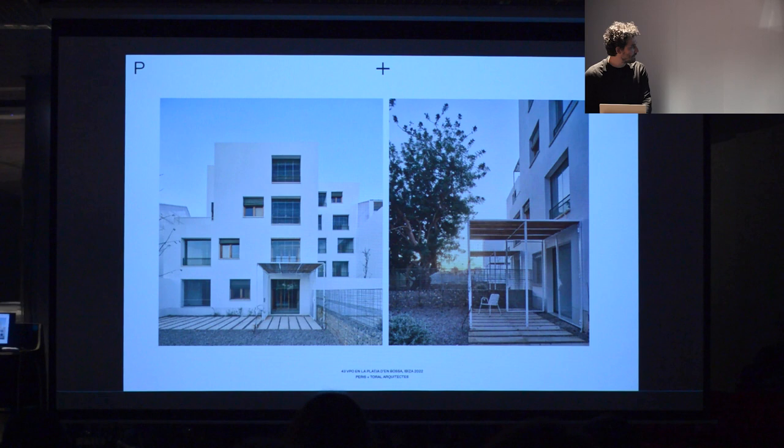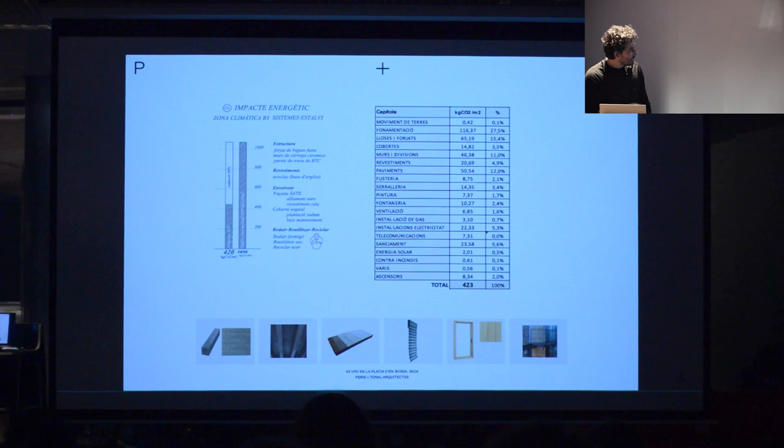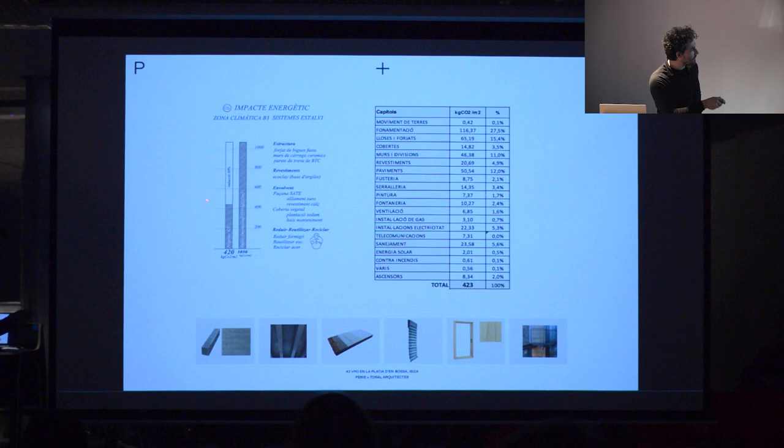Again, in all the exterior spaces we don't use concrete, we use gravel, we use these gabions, so we try to reduce the impact of all the materials, and then we have a 60% reduction in the amount of CO2 of the building.